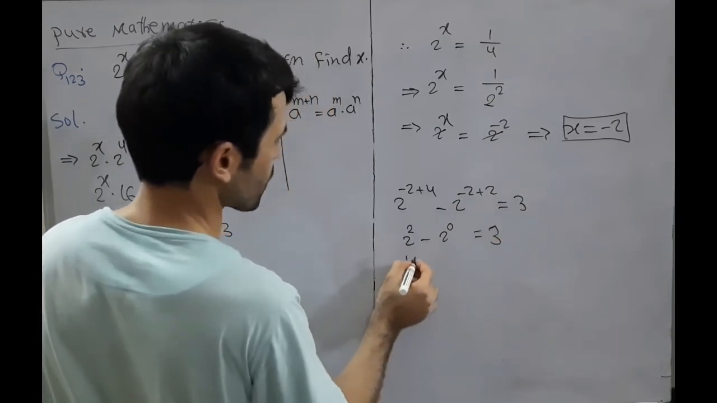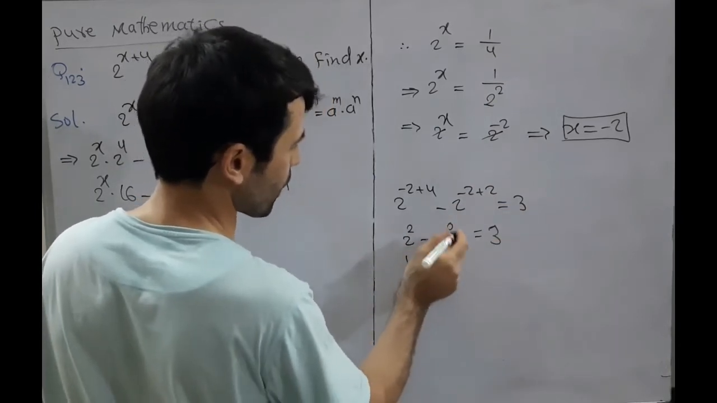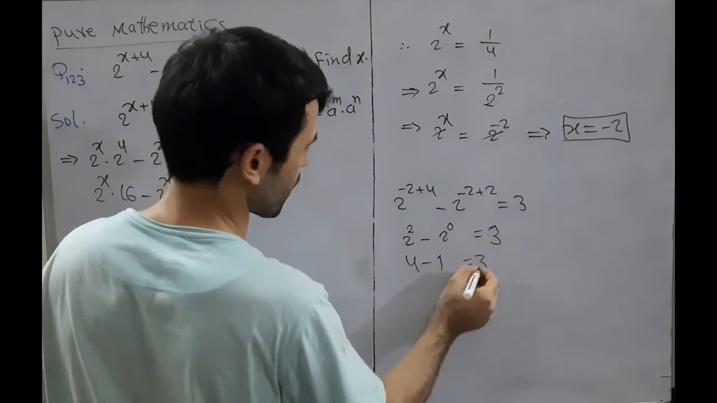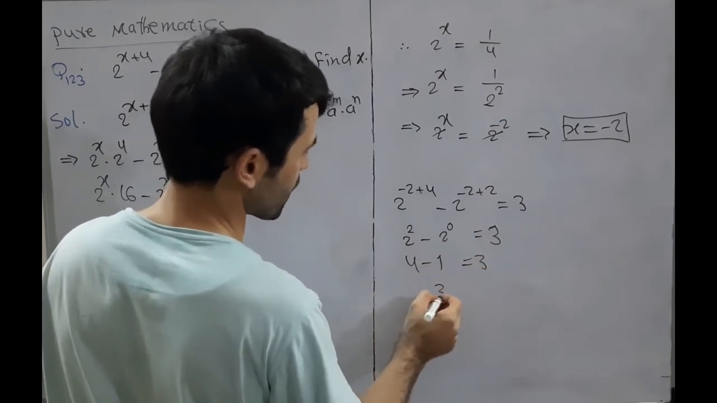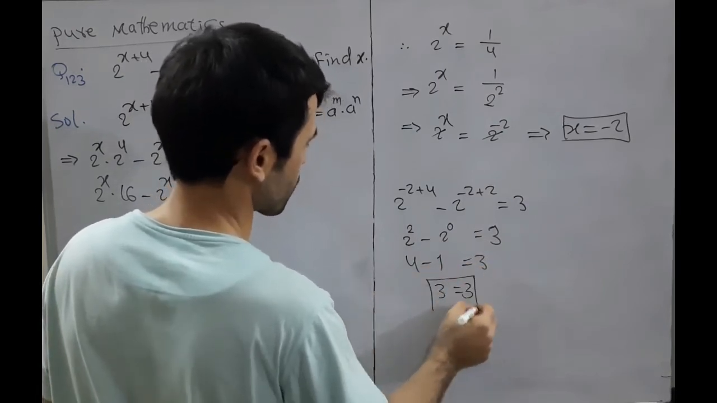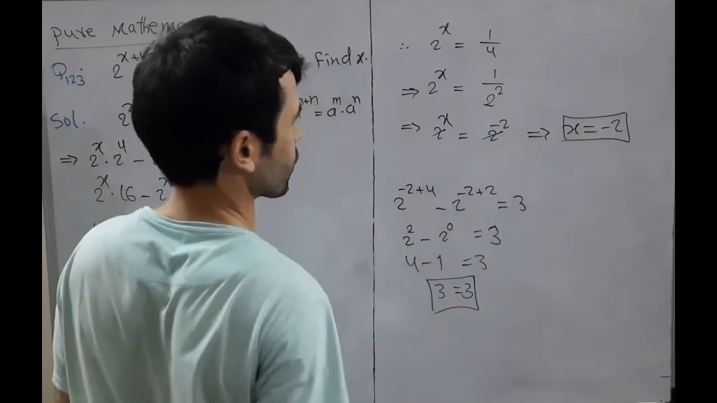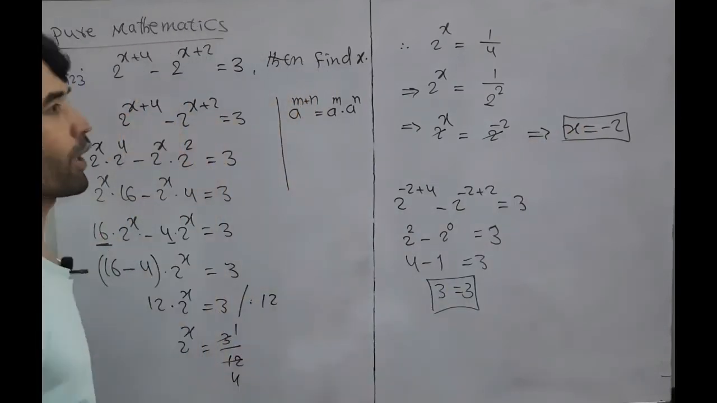Now 2 to the power 2 is equal to 4. Minus 2 to the power 0 is equal to 1, is equal to 3. 4 minus 1, 3 is equal to 3. Actually, this solution satisfies the equation.